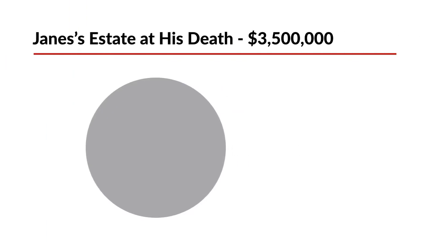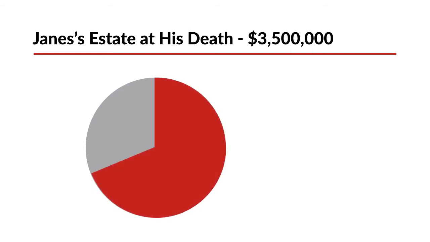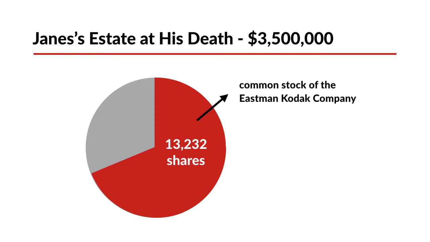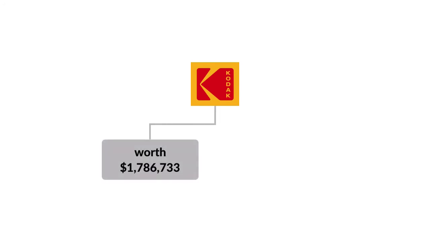At the time of his death, Janes's estate, worth $3,500,000, consisted mostly of an investment stock portfolio. The biggest item in that portfolio was 13,232 shares of Eastman Kodak Company common stock. At the time, the Kodak stock was worth $1,786,733, or approximately $135 per share.